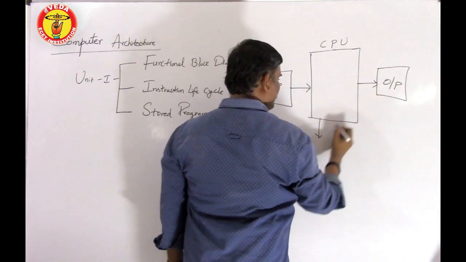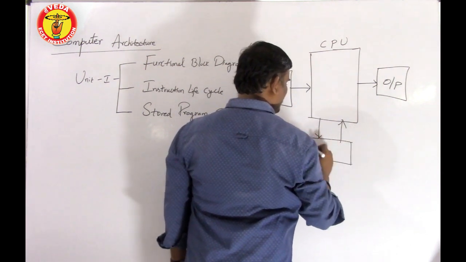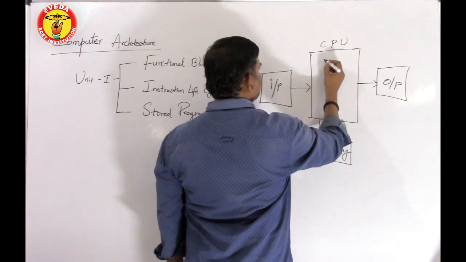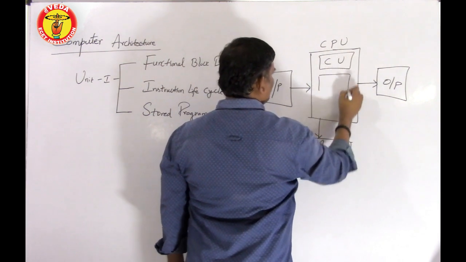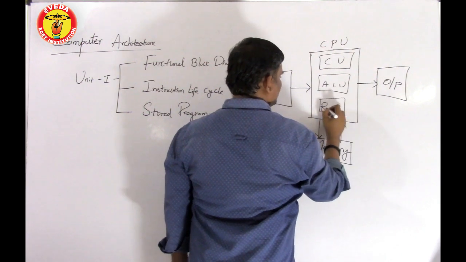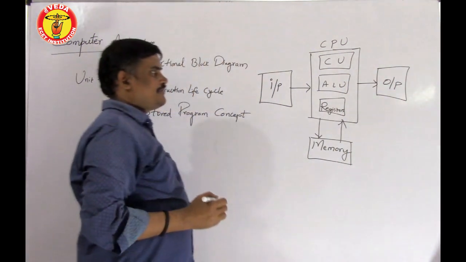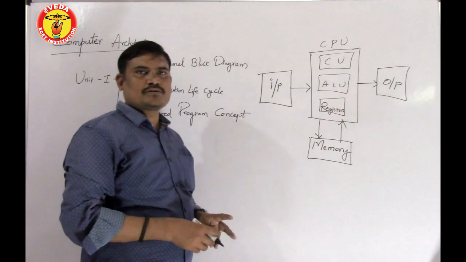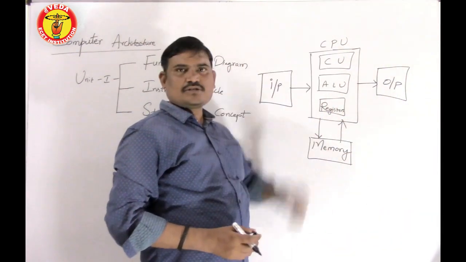And the CPU can perform read and write operations, communicating bidirectionally with the memory unit. And inside the CPU, there are the control unit, the arithmetic logic unit, and one more important thing called registers. So this is the functional block diagram of a computer. We can imagine our computer as 4 blocks: input block, output block, memory block, and CPU block.